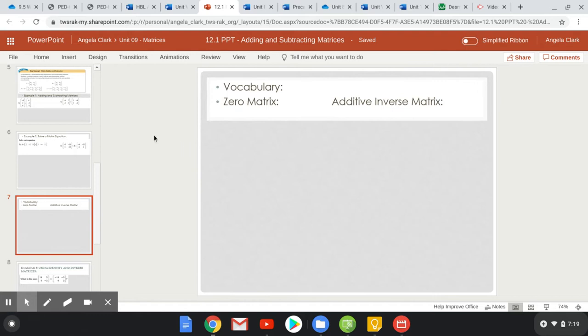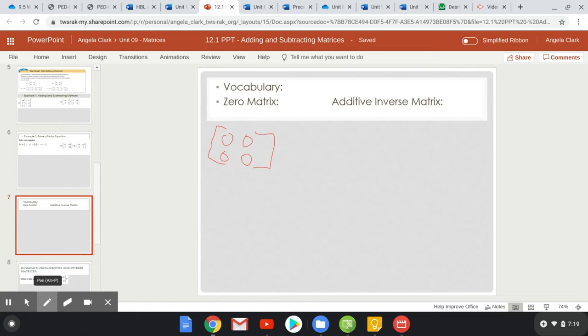We have something called the zero matrix, which is pretty much exactly what it sounds like. It's a matrix with all zeros. And then we have something called an additive inverse. So an additive inverse, when we're talking about just regular numbers and not matrices, would be like 3 and -3, right? Those are additive inverses of each other. And then when I add them together, I get 0, which is the additive identity.